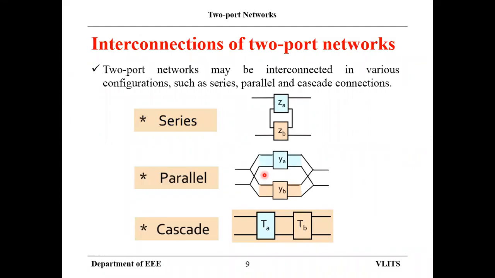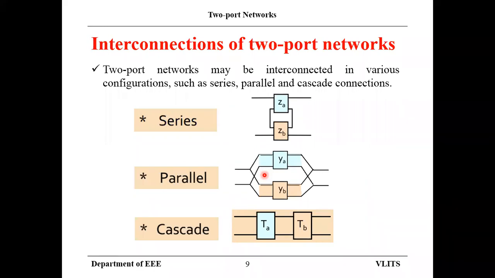Then, coming to the interconnection of two-port networks, there are actually 5 different types of interconnection, but according to your syllabus, basically there are only 3, and the remaining 2 are combinations of these 3 only. So we are not going to discuss the remaining 2. We are going to discuss the basic 3 interconnections: the series connection, the parallel connection and the cascade connection.